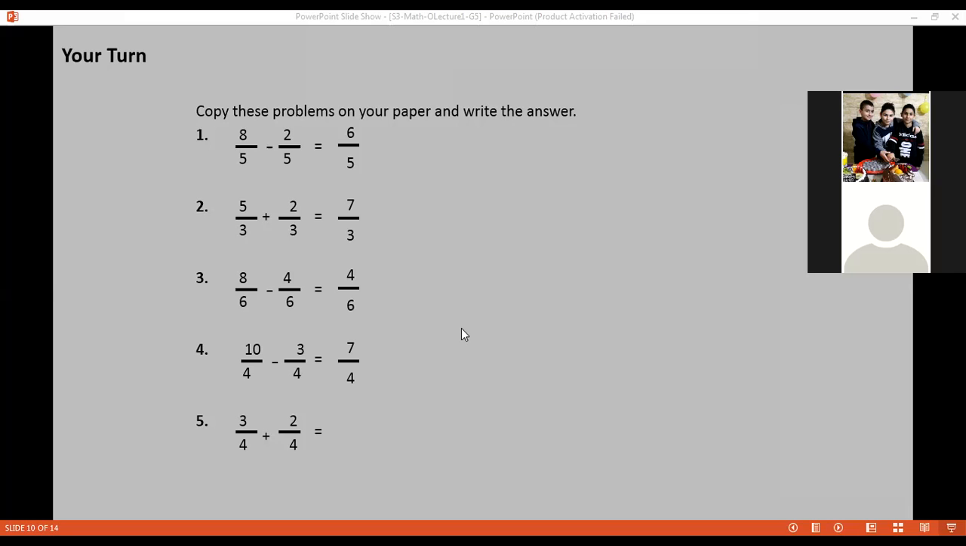3 over 4, 7. No, Miss. We add the numerator. We add the top numbers.